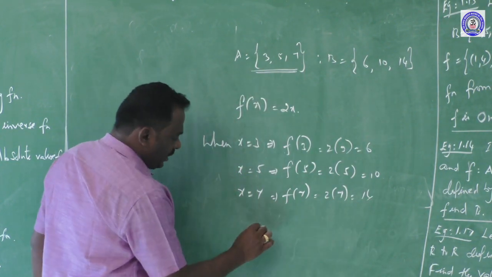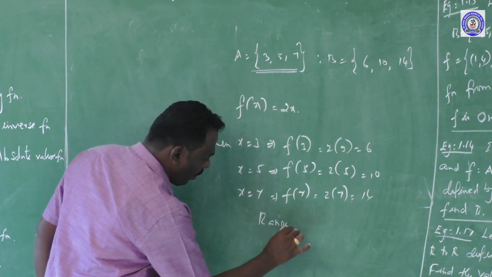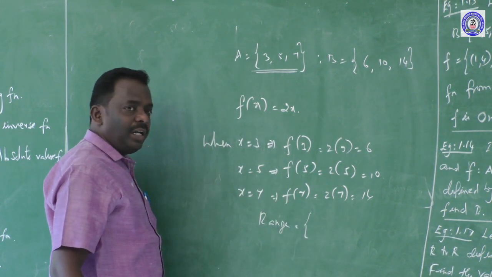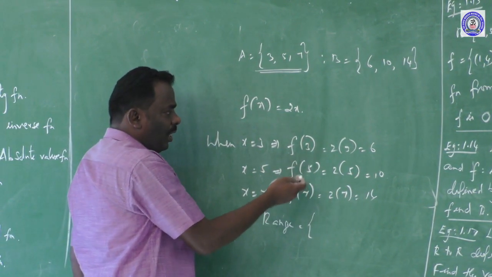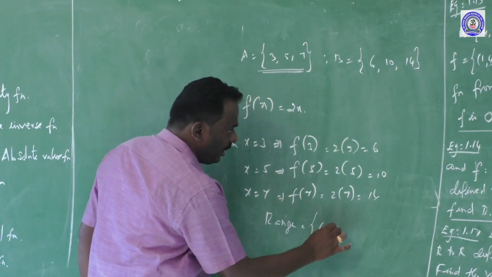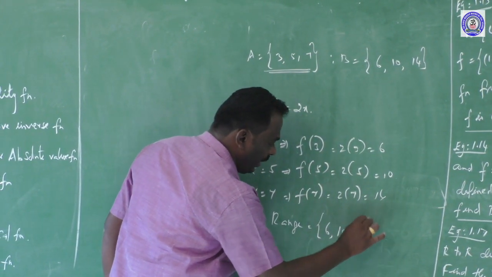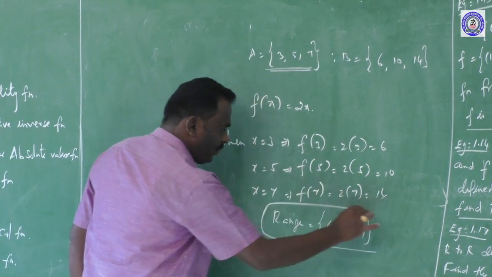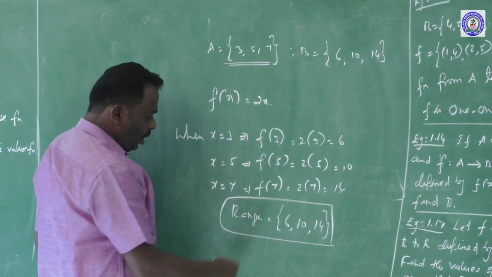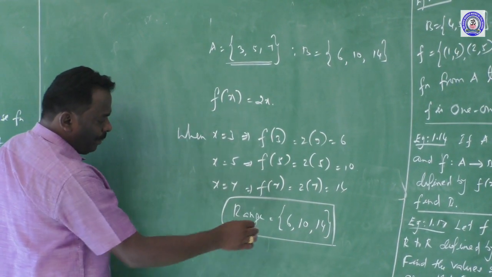Now what does it mean? What is the range? We can write the range here: the function values are called the range. The function values are 6, 10 and 14. It is called the range of the function.